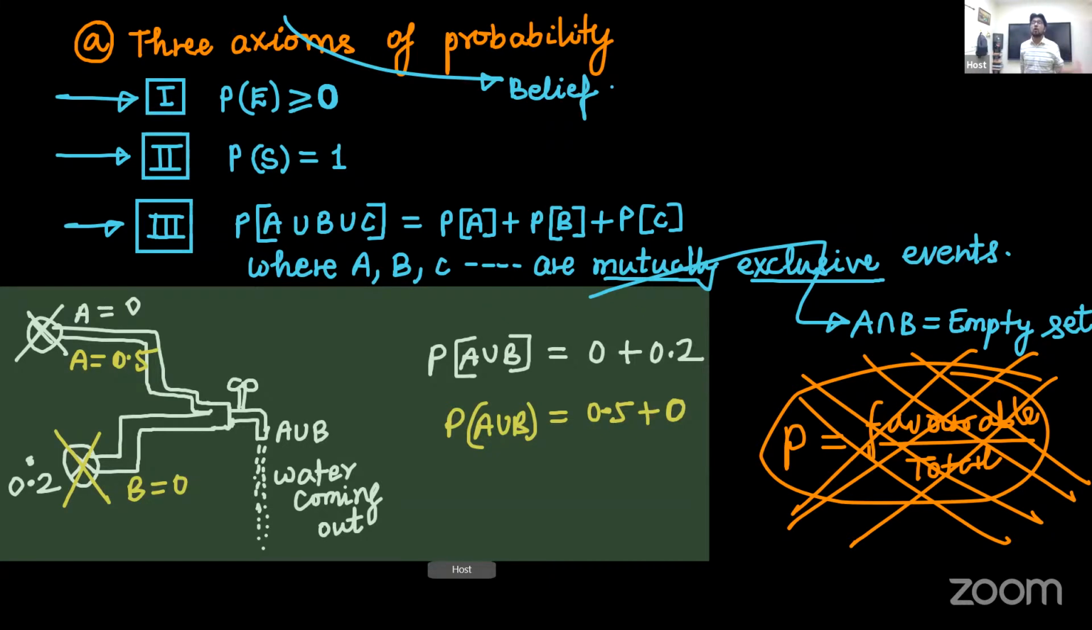Axiom two: the whole sample space has a probability of 1 because something will happen in the sample space. The whole sample space means you are covering every possibility. Third axiom: if A and B are mutually exclusive events, then the probability of A union B will be the sum of the probability of A and the probability of B.